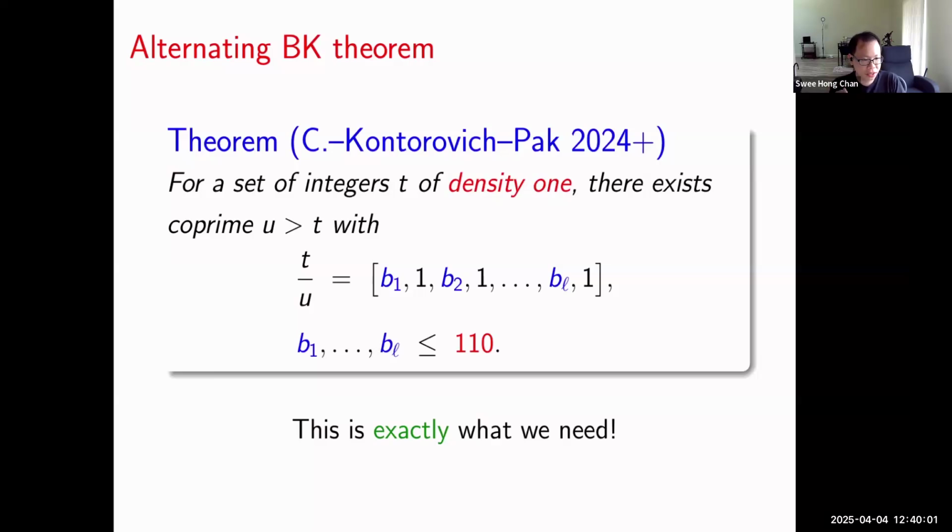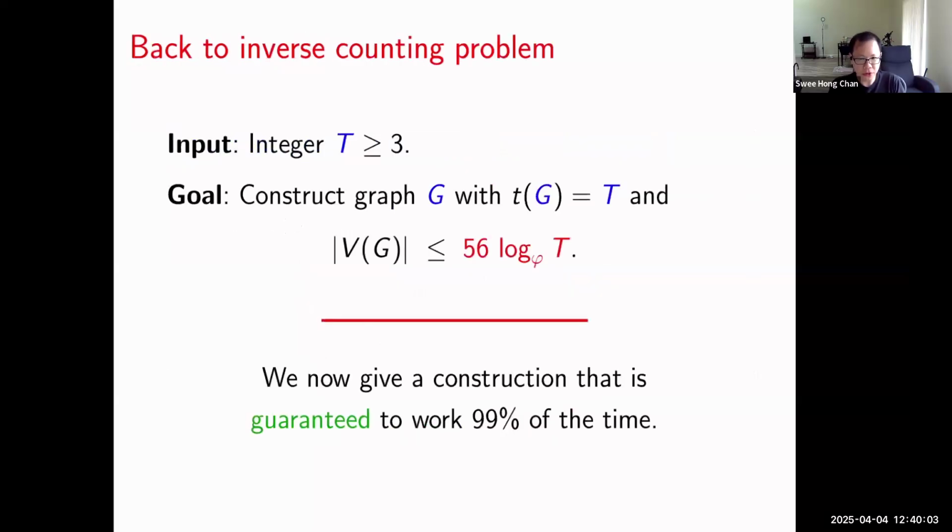Okay. No question. If there are no questions, then let me continue. Now let me just quickly use this alternating BK theorem to solve our inverse counting problem. Remember, the goal is that given an integer t, we have to construct a graph G with spanning tree number equal to t and number of vertices less than 56 log t.